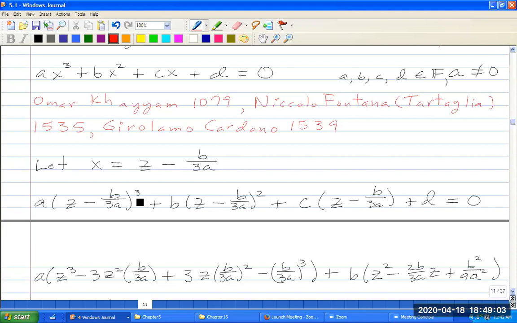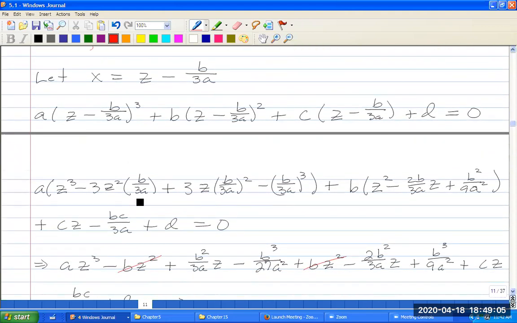Cube, using the special product formula: a minus b cubed is a cubed minus 3a squared b plus 3ab squared minus b cubed. Okay. Special product formula for a minus b squared: a squared minus 2ab plus b squared.